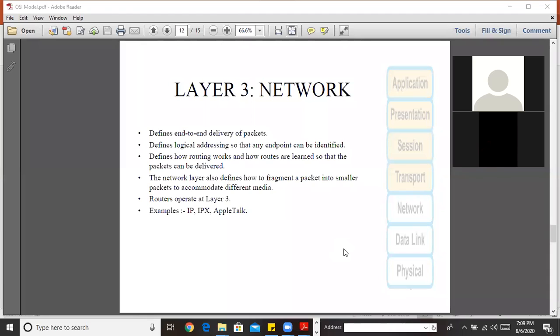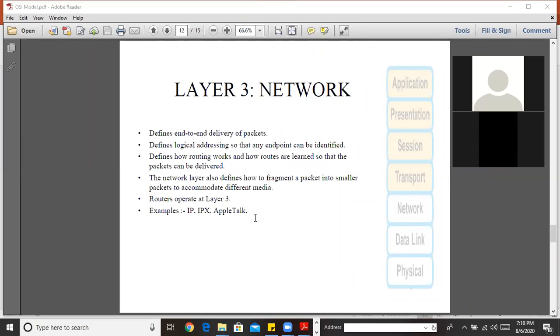Exterior protocols are the ones used when you are connecting two different networks. Let's say Bank of Zambia and Bank of China. These are two different networks, and it's the Border Gateway Protocol, BGP, that can work to link these two networks together. Then even Intermediate System to Intermediate System is an exterior routing protocol.